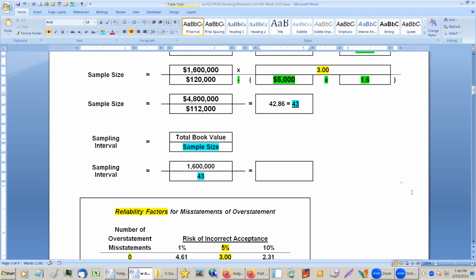And so this will give you the interval. I'm going to round it off to the nearest dollar. 37,209. So that will be our interval.